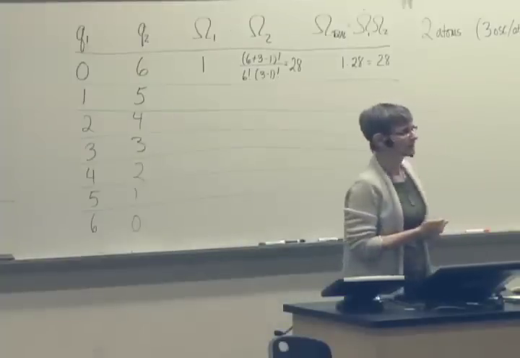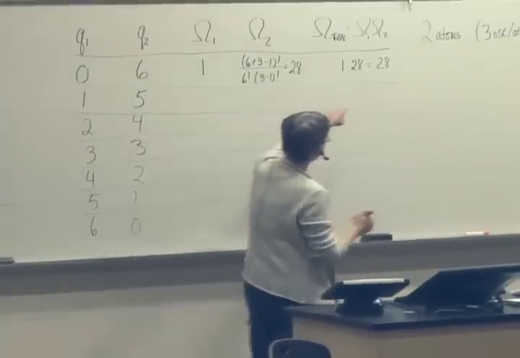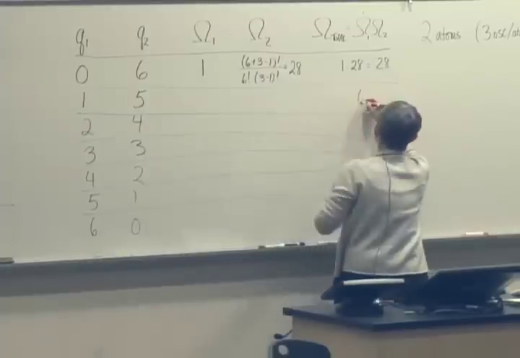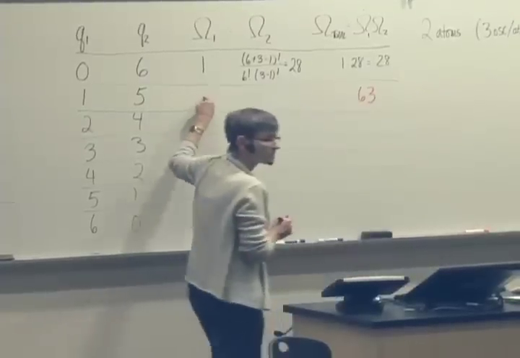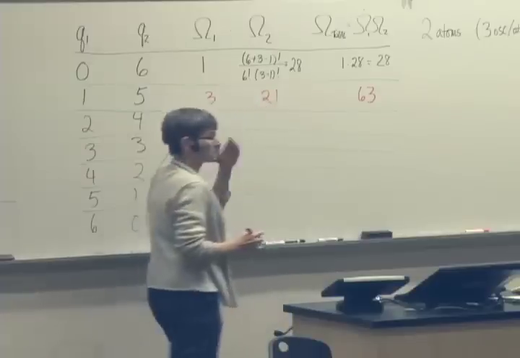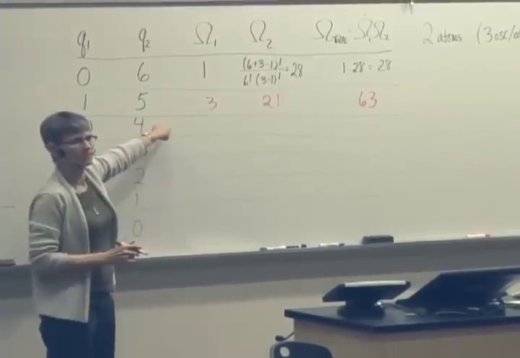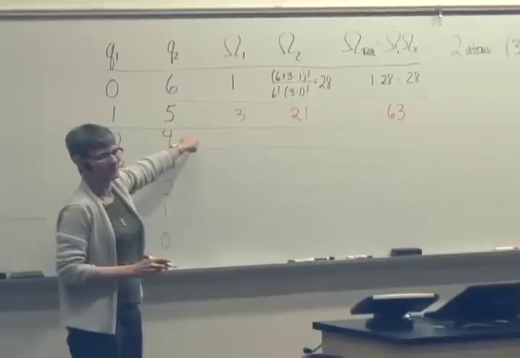Okay, anybody got 1 and 5? That 63 goes here. What were the numbers? What goes here? 21. Okay. What about 2 and 4? What's 5 and 1?